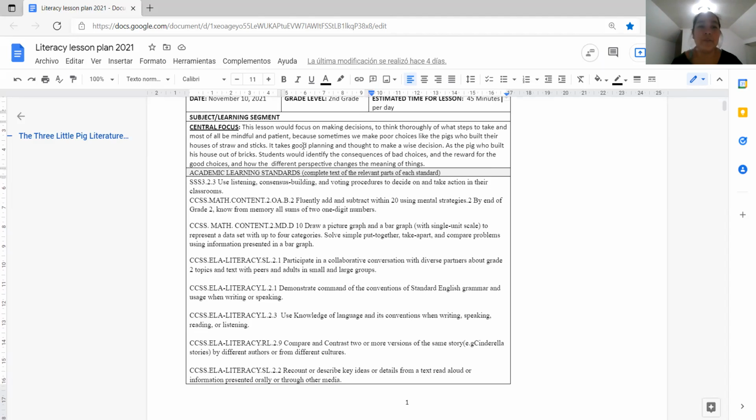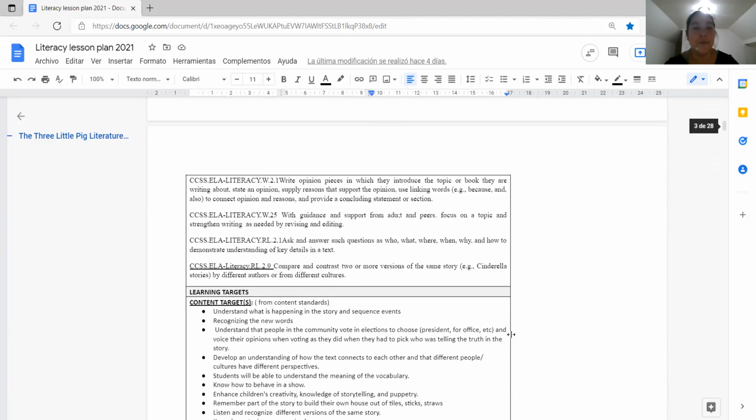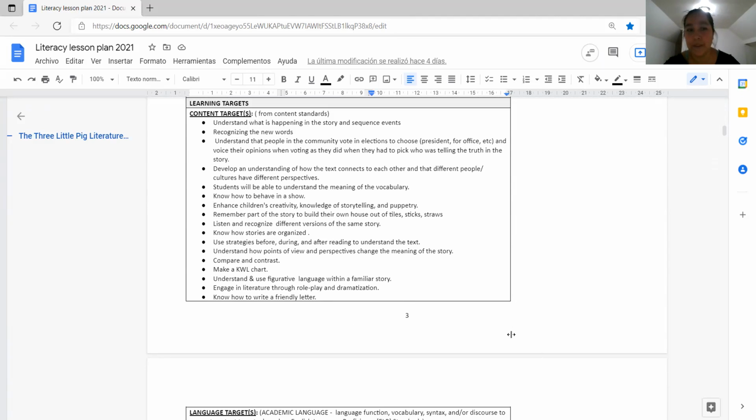And here we have the central focus and some of the academic learning standards. As you can see, there are a few. Learning goals. I will be reading some of the learning goals for this activity. Students will understand what is happening in the story and sequence events, and recognize new words. They will understand why people in the community vote in elections to choose, for example, a president or office, and voice their opinions when voting, as they did when they had to pick one of the versions of the story, who was telling the truth, the wolves or the pigs.